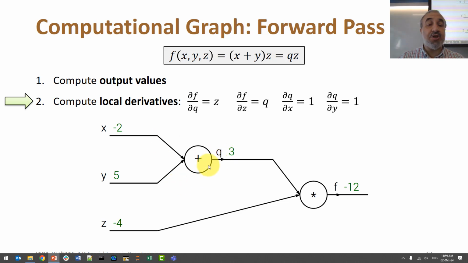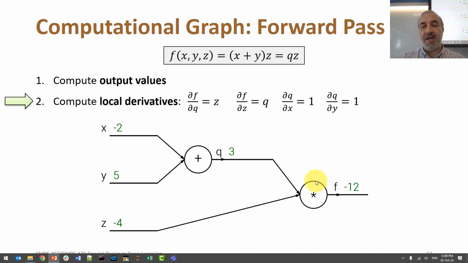Okay. Do you know how to compute this? What is dq by dx here? This is an addition operation, right? Q equals x plus y. So what is dq by dx? 1. And what is dq by dy? 1. So this gate can compute the local derivatives very easily, even without depending on anything in the remaining graph. To compute the local derivatives of this gate, do we need to know any other gate? Do we need to know anything in the graph? Other than this specific operation, we don't need anything.